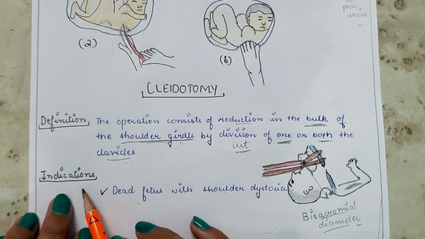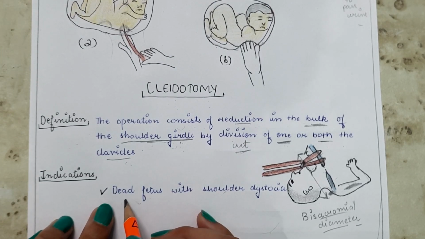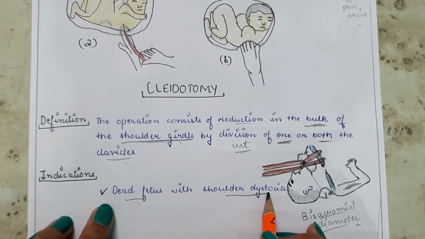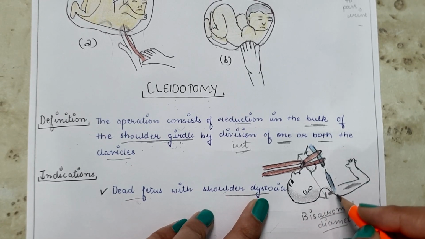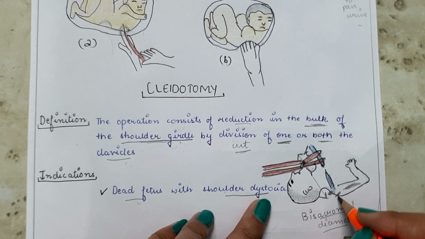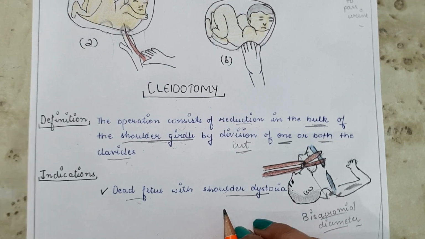Now what are its indications? Dead fetus: the fetus should be dead and with shoulder dystocia. What is shoulder dystocia? When the shoulders are impacted or stuck inside the birth canal. In that case the cleidotomy should be performed.